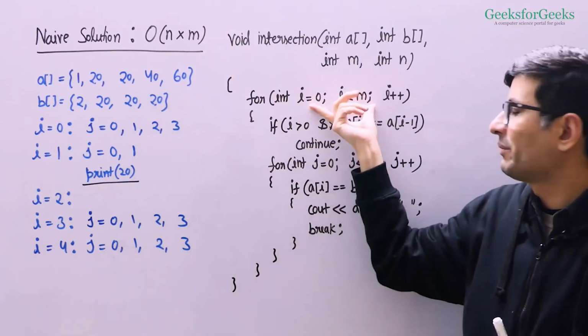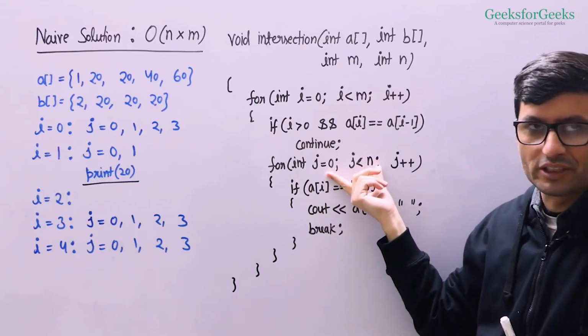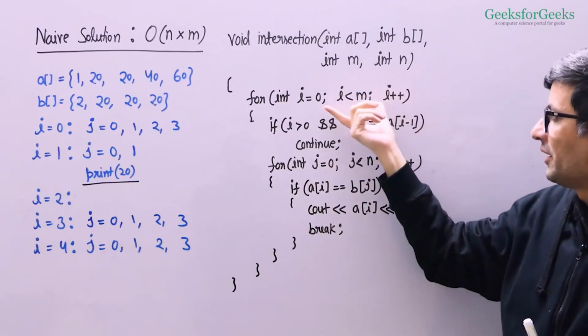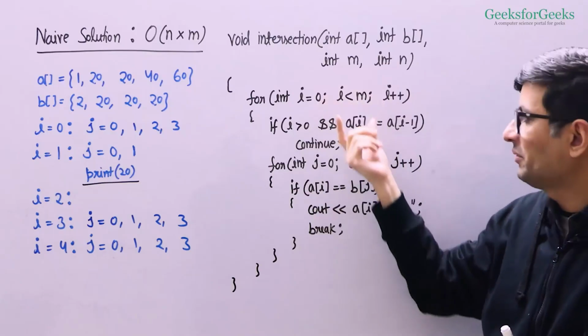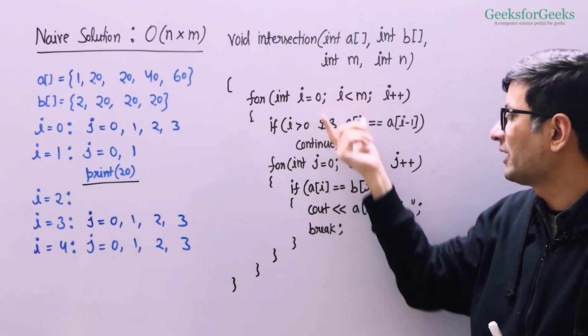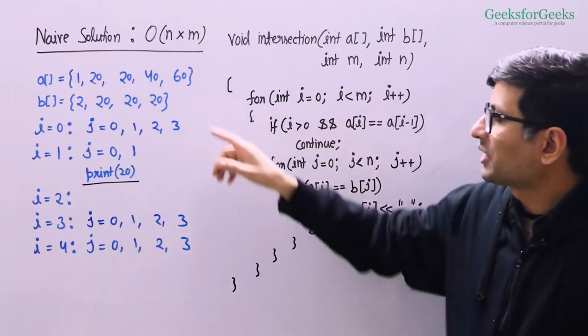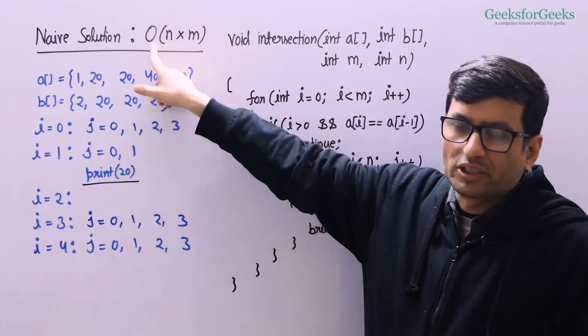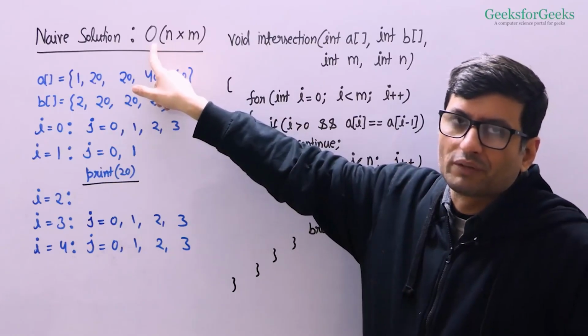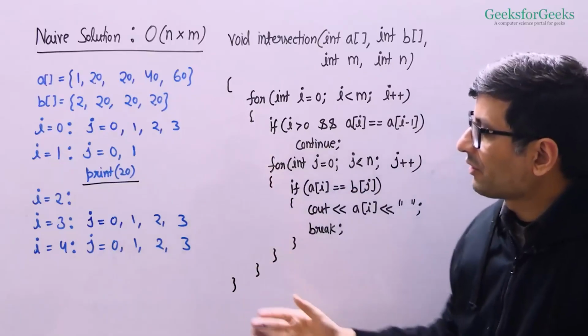You are running a loop m times here, and this loop is running big O of n times here. In fact, the outer loop is running theta of m times, and the inner loop is running big O of n times, right? The outer loop always runs m times, and the inner loop might not run n times every time. That's why we have used big O notation. Theta of m into big O of n is big O of n into m. Here is a dry run of this naive approach.